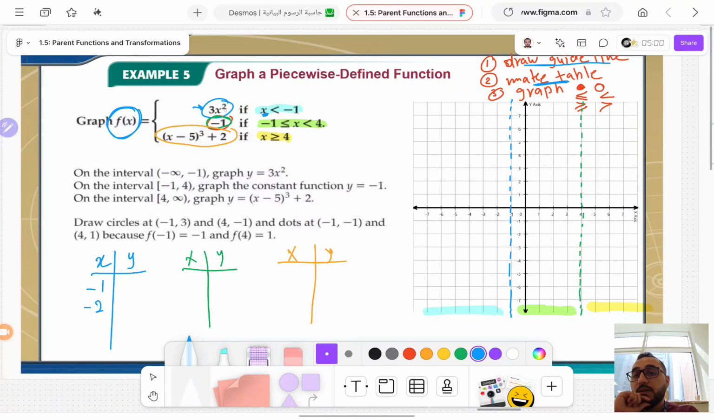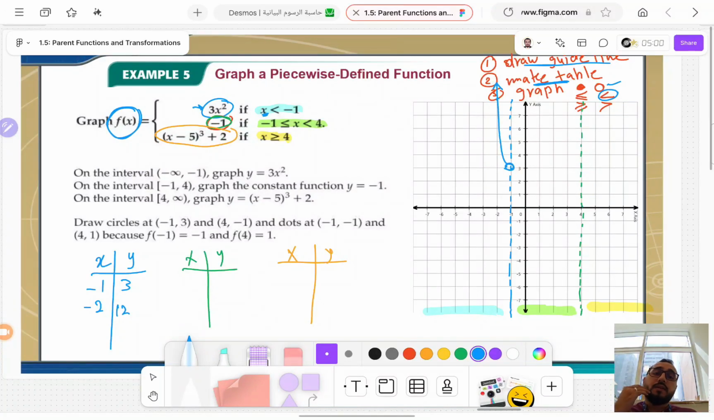-1 squared is equal to 1. 1 times 3 is 3. Then -2 squared is equal to 4. 4 times 3 is 12. Now plot these two points, -1 and 3. Should it be an open circle or a closed one? As you can see, it should be an open circle because of this inequality. So I have to put an open circle at 3. Then the second point is -2 and 12. 12 should be somewhere up, so it should be here. So now the graph will be like this.